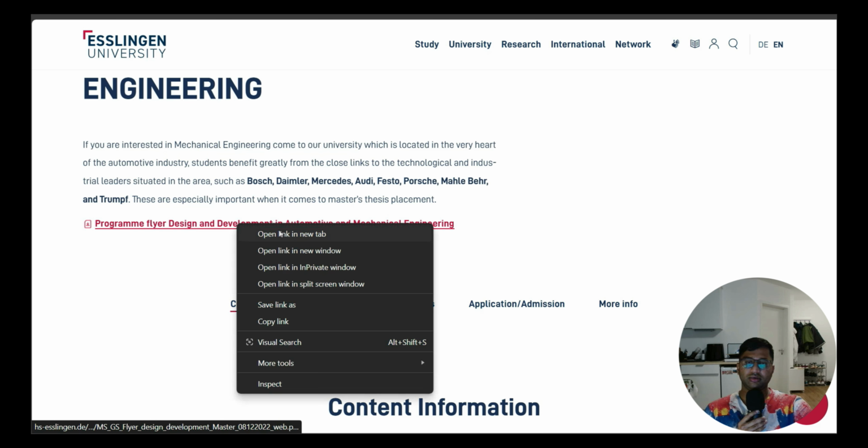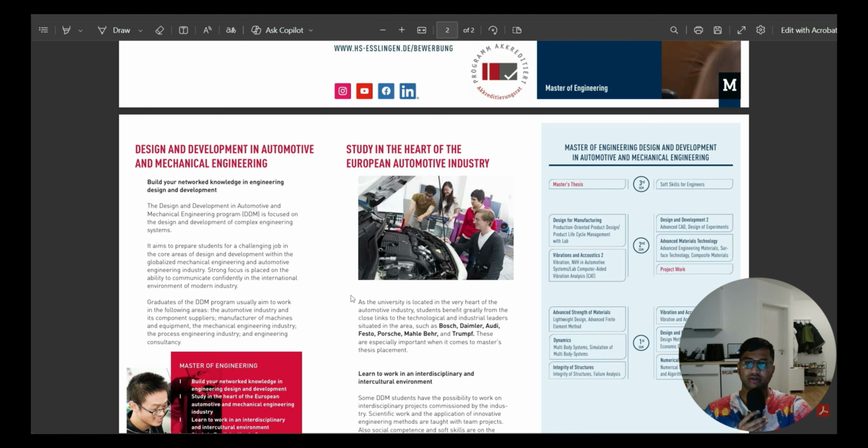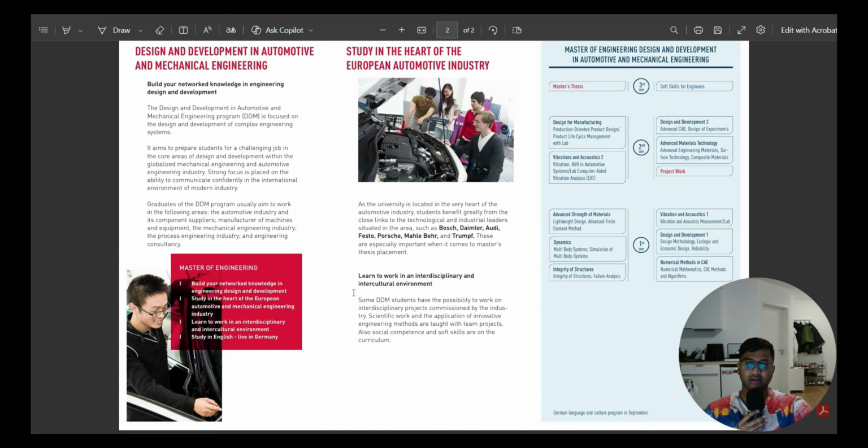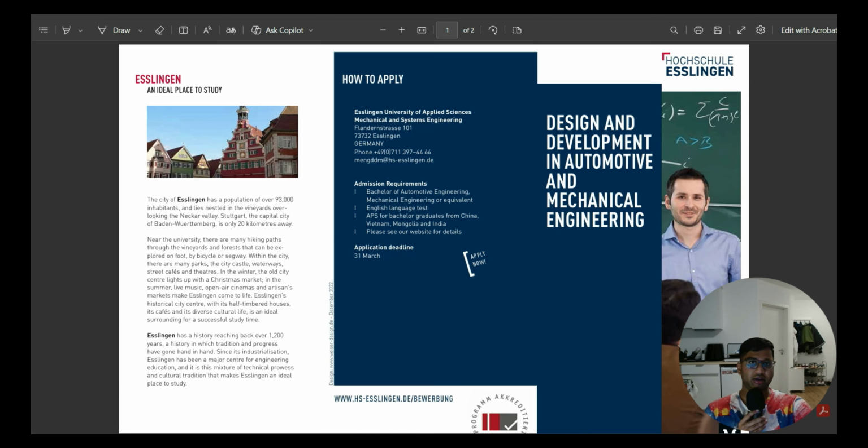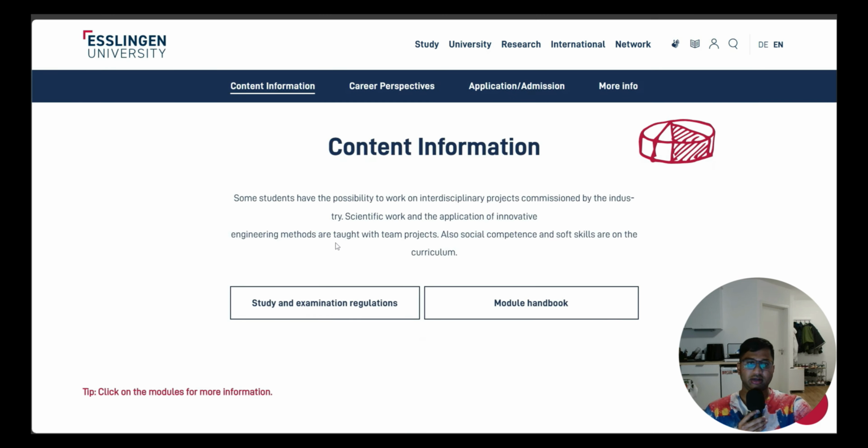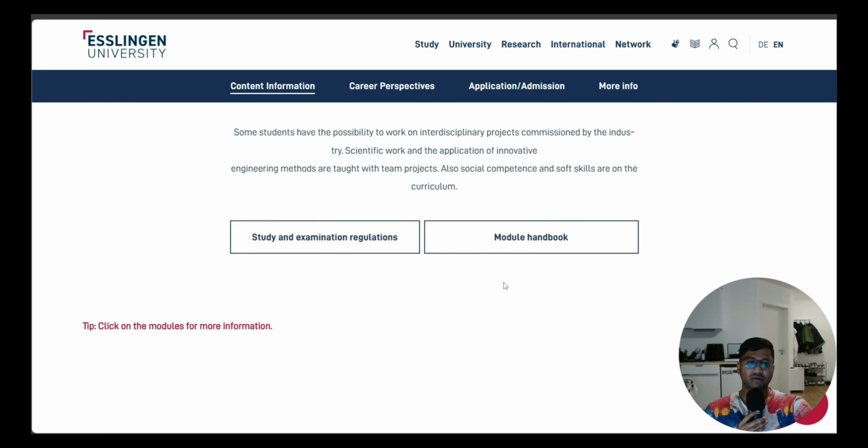Then if you want to get to know the program flyer, you can just go into this particular website or PDF, and here you can study the complete program flyer, but I usually go through the content information itself so that you will get to know more information.